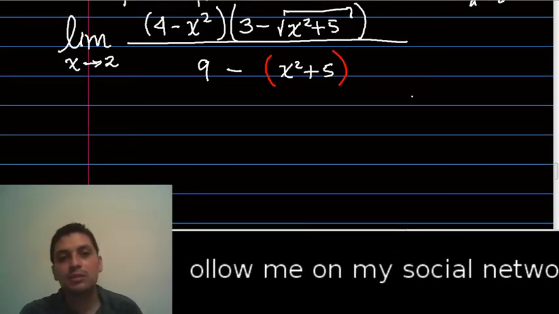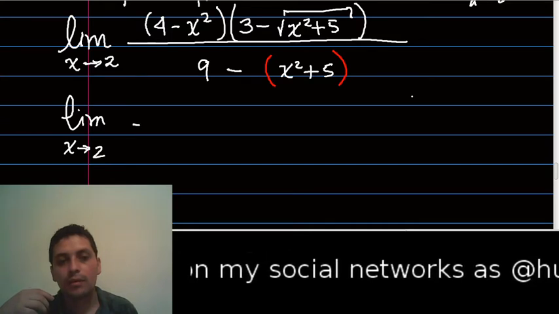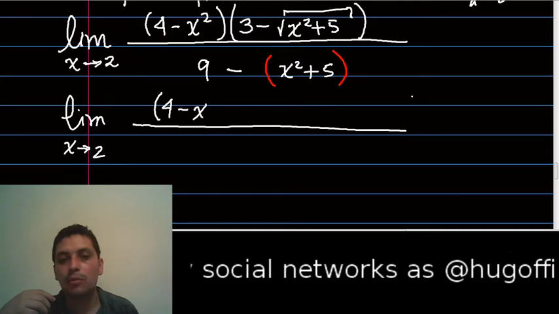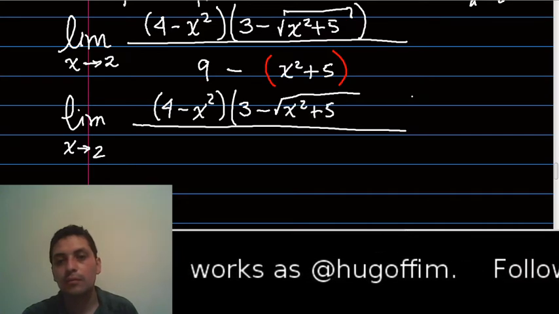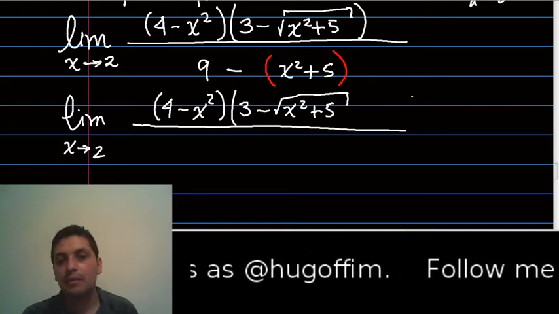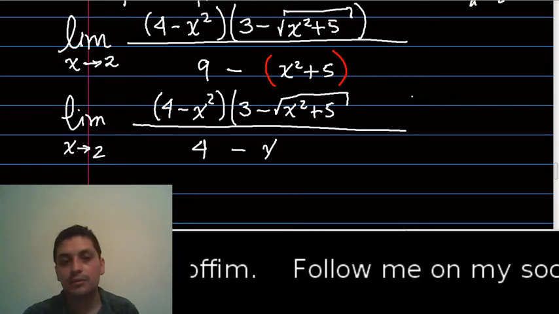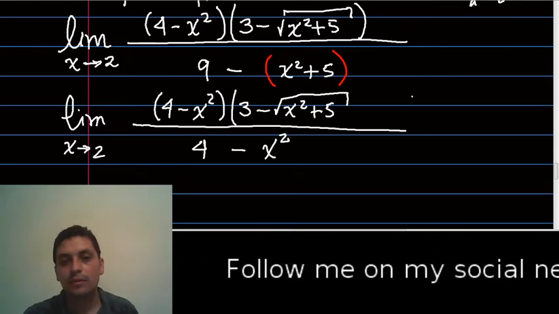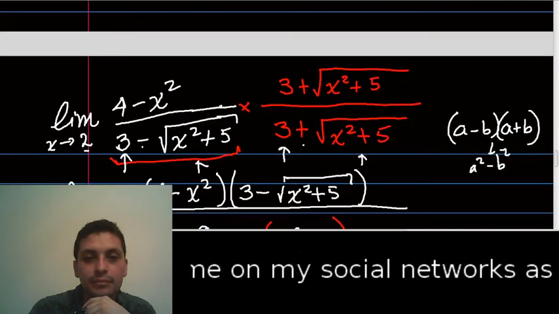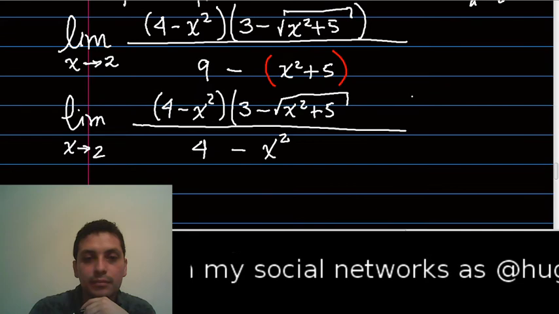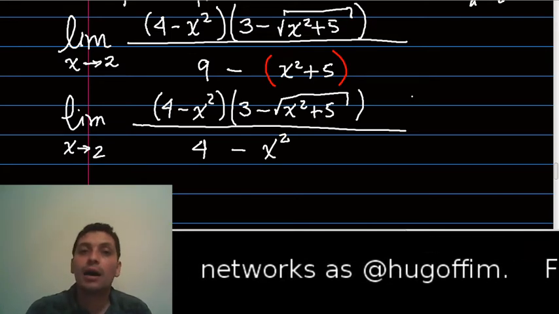Now we just need to simplify the expression. The numerator will be the same, I'm going to multiply the numerator. And the denominator will be 9 minus 5 here, so it will be 4, and x squared. So that would be the first part that you have to do when you're multiplying by the conjugate.